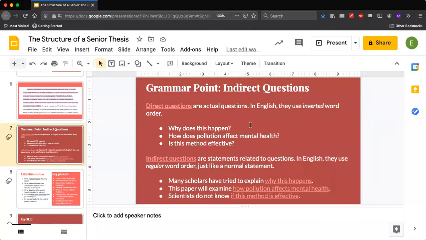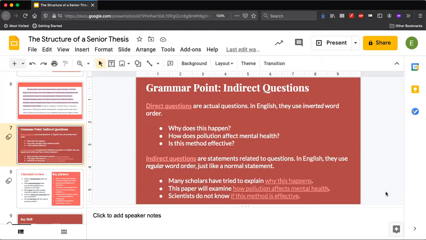However, indirect questions are statements related to questions. So the student asked me what time it was, or someone asked me what my name was, right? Something like that. In English, they use our regular word order, just like a normal statement. Sometimes it seems like students, when they're putting indirect questions in their writing, use the word order of direct questions. So this is an important grammar point because oftentimes when you're explaining what your research is about, you're going to use an indirect question.